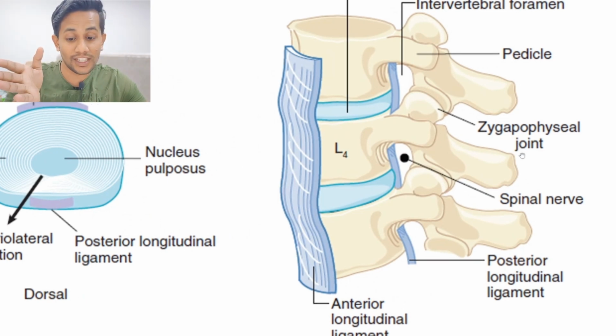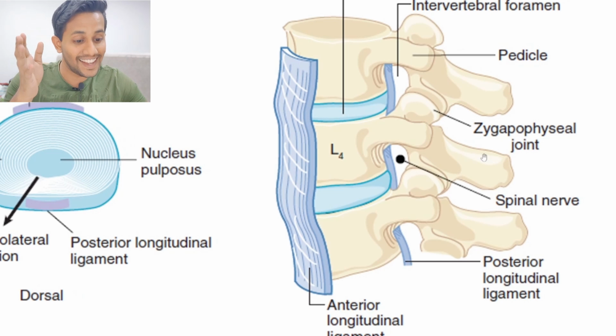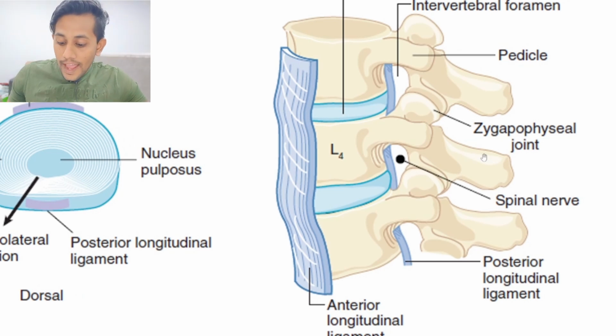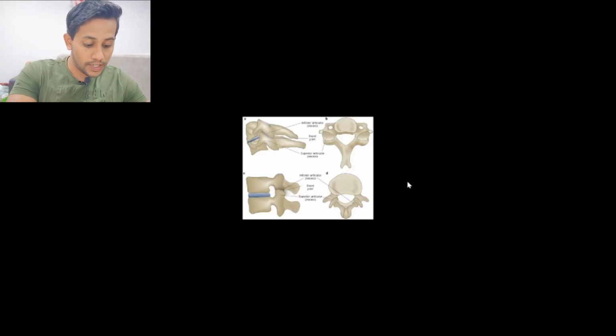I probably butchered that name. Let me try that again. Zygapophyseal joint. So what happens with this joint? This is a synovial joint and it is prone to arthritis. Now this joint can also develop osteophytes. What is that? Let me show you again.